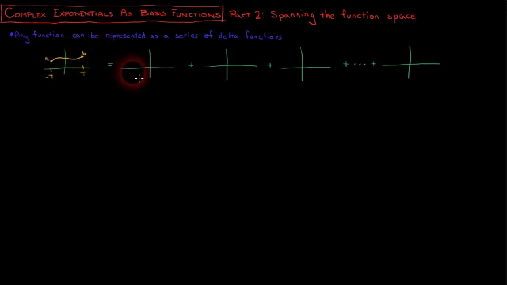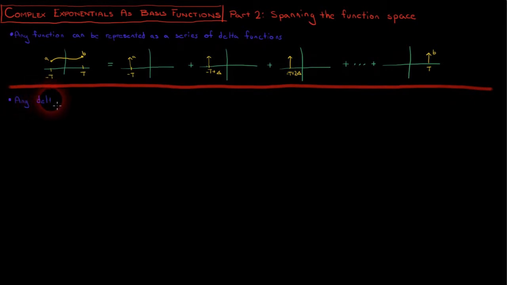Saying a function is a series of points is the same as saying a function is a series of delta functions. So if you believe that any function can be represented as a series of delta functions, all we need to do is show that the delta function can be represented by a complex exponential in a unique one-to-one relationship.